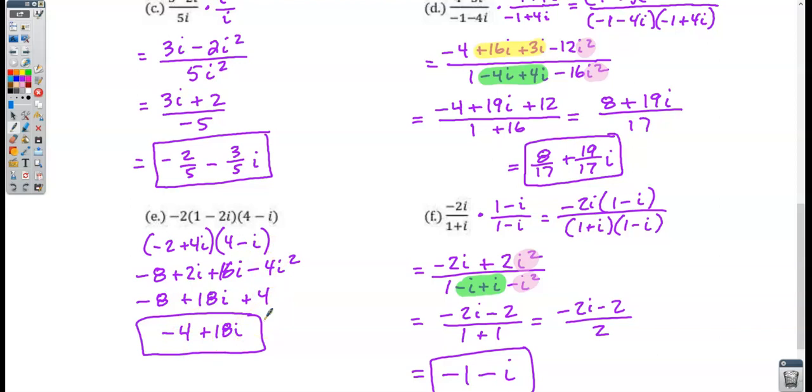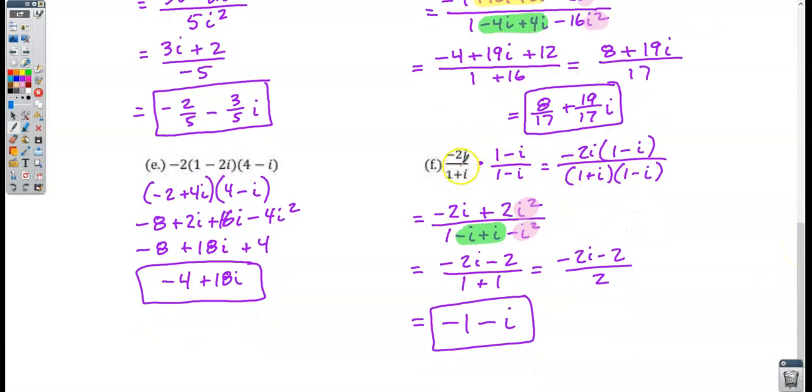And then here in f, we're going to multiply by the complex conjugate. So we go ahead and do that. And then we distribute, replace our i squareds with negative ones, and simplify and write it in a plus bi form.